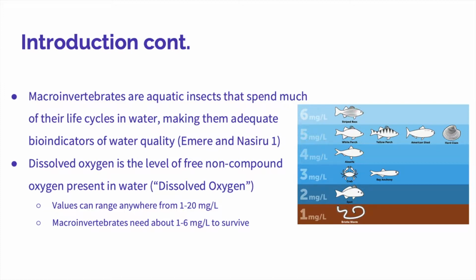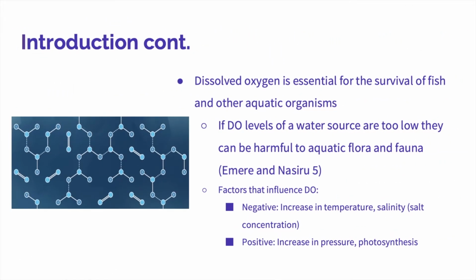Given the fact that they spend much of their life in water, they are able to detect and report long-term and short-term changes in dissolved oxygen levels, which are just as they sound, the level of free, non-compound oxygen present in water. Dissolved oxygen is essential for the survival of fish and other aquatic organisms and can range anywhere from 1 to 20 milligrams per liter.